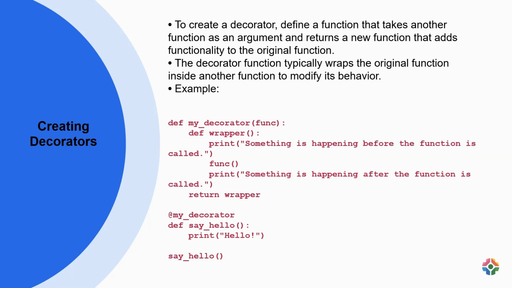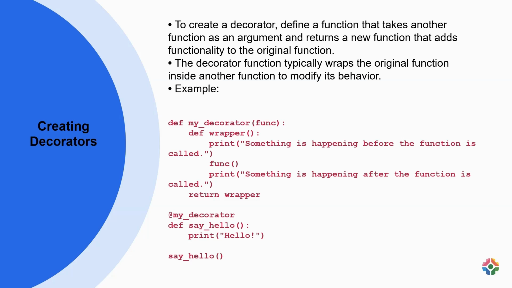In the provided example, the myDecorator function is defined to wrap around another function. The func parameter refers to the original function that the decorator will enhance. Inside myDecorator, a new function named wrapper is defined. This wrapper function executes additional actions before and after calling the original function func.